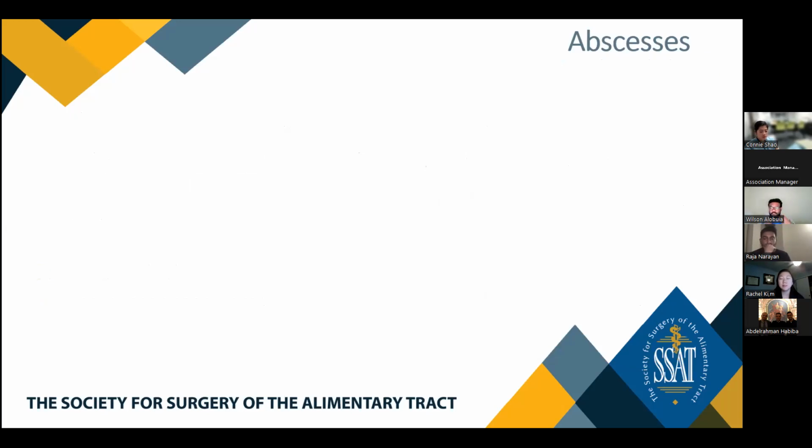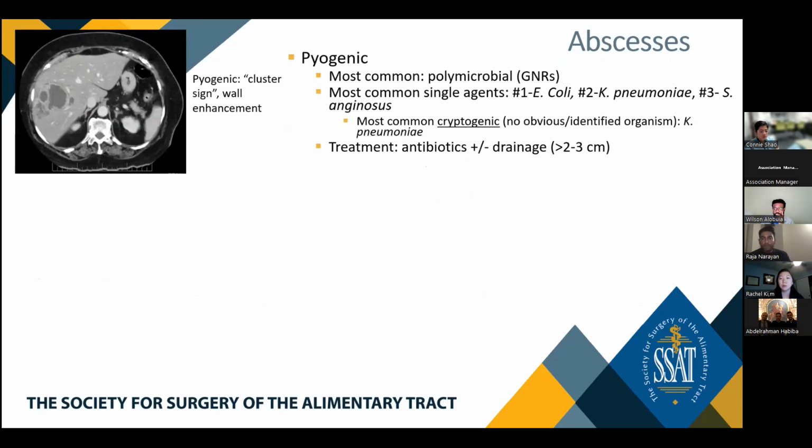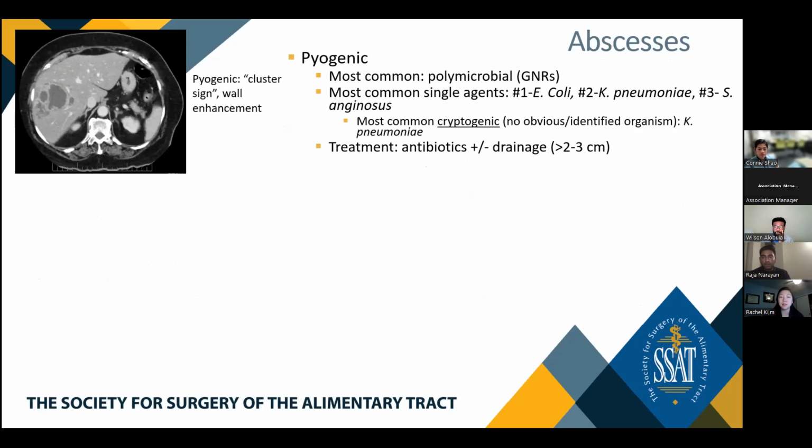Okay, moving on to hepatic lesions, we're going to start off with abscesses. We have all probably seen at least one pyogenic abscess. They're the most common liver abscess, with the most common etiology being polymicrobial, so multiple bacteria, usually GNRs. If we're talking single agents, the most common is E. coli, the second being Klebsiella pneumoniae, particularly in the Asian population, and the third most common being Strep anginosus.